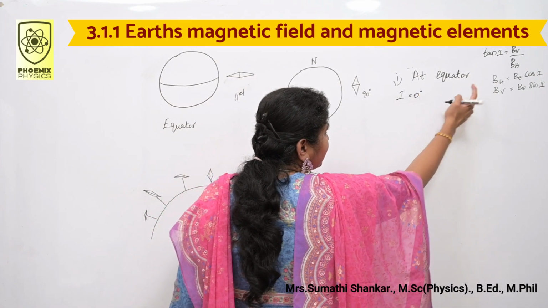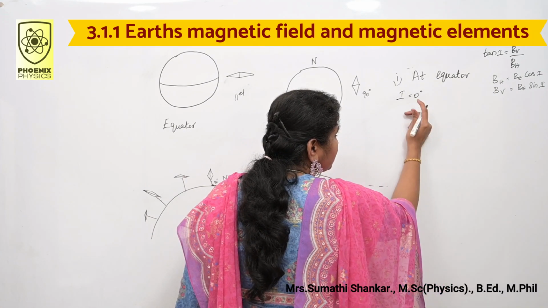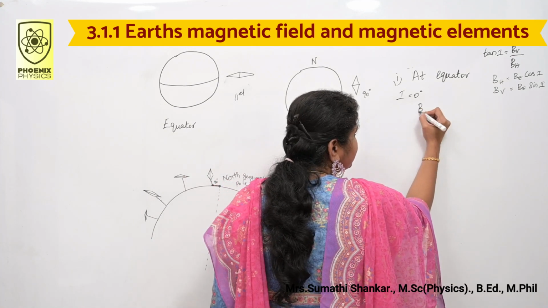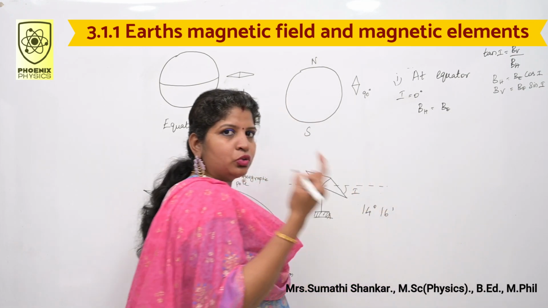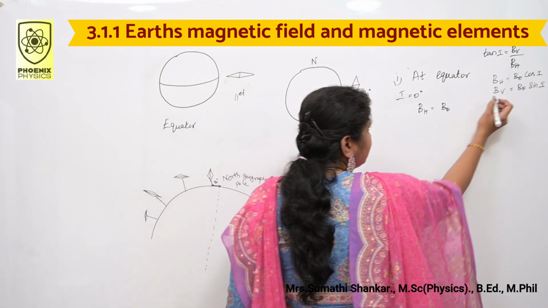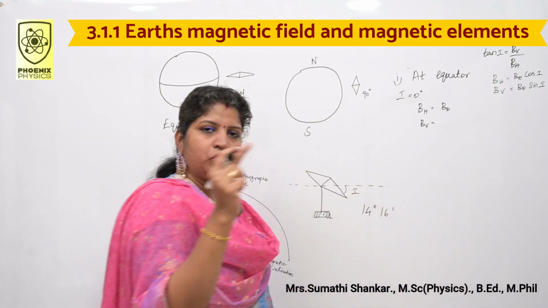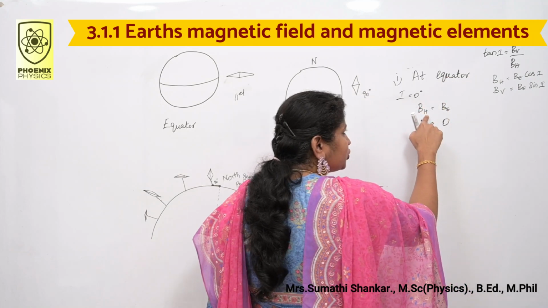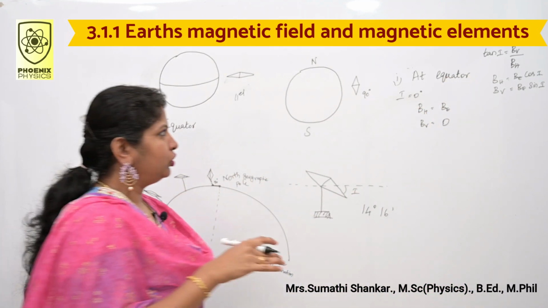You know that horizontal component formula and vertical component formula. Just substitute I value in these formula. So, BH is equal to BE cos 0. Cos 0 means 1. So, BE alone. What about BV? BV equal to BE sin 0. Sin 0, 0. So, at equator, horizontal component is maximum, vertical component is 0.